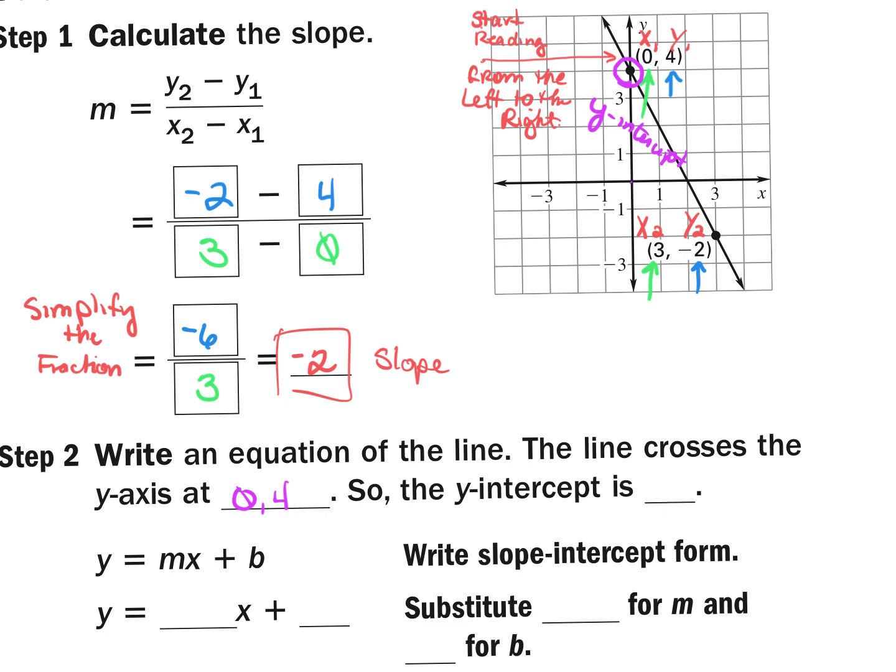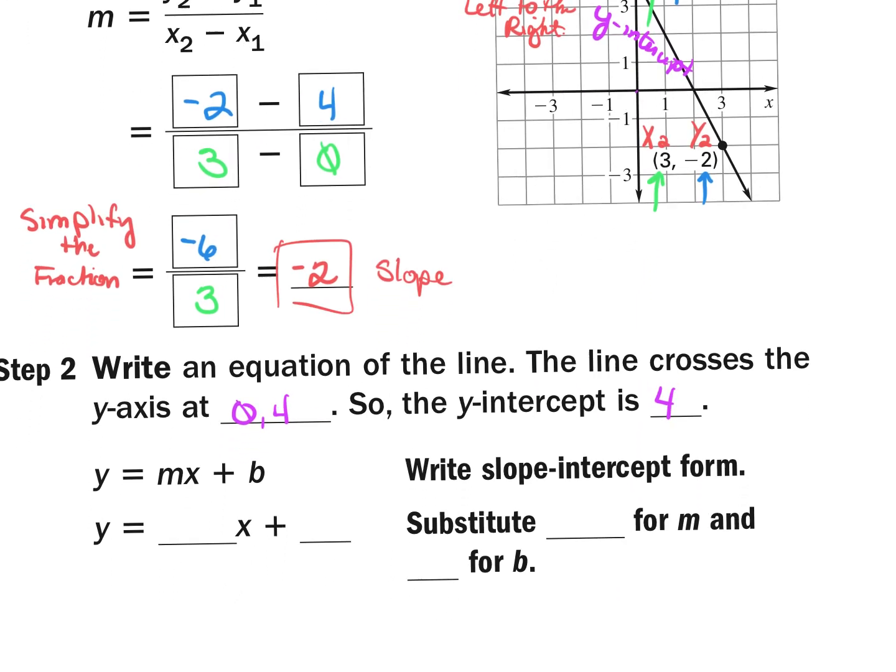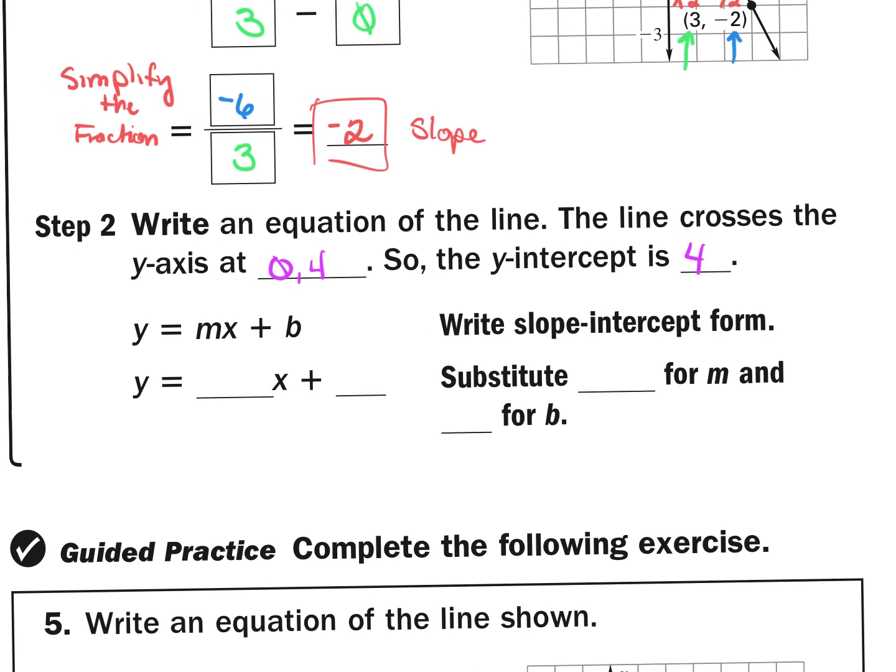So the intercept is 4, right? So now we're going to plug it in. So y equals mx plus b says write the slope-intercept form, which is this equation right here. Your slope is -2 and your b is 4. So we substitute -2 for m, because that's the slope, and 4 for b, which is the y-intercept.